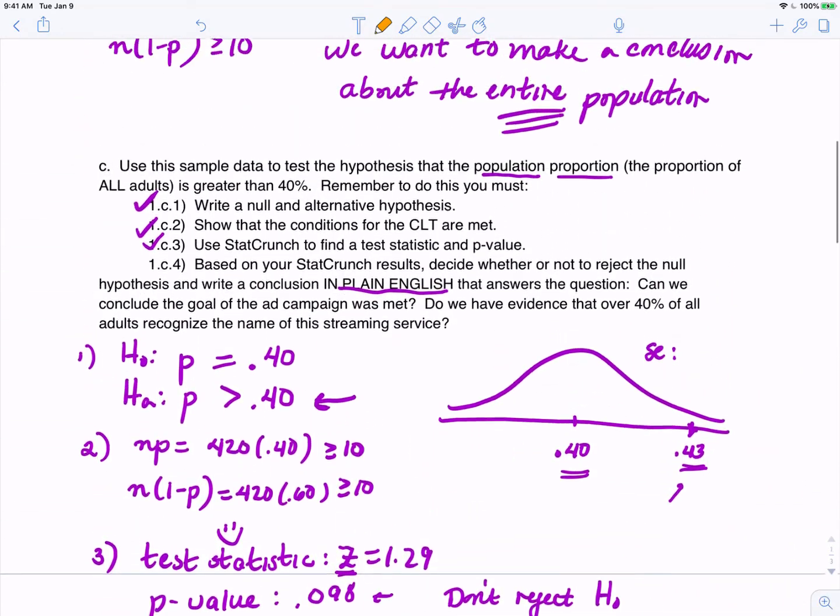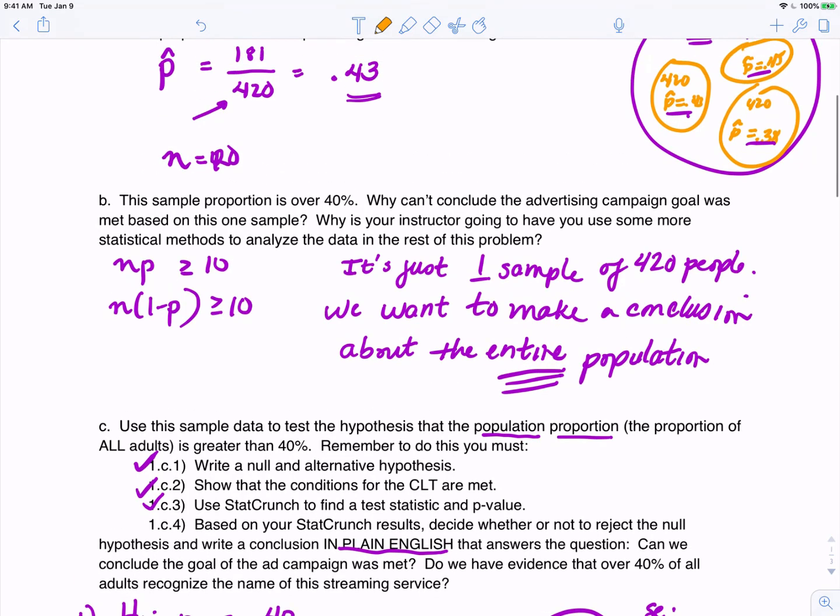So this one problem is a good review of Chapter 7 and 8 all the way up to Section 8.4.